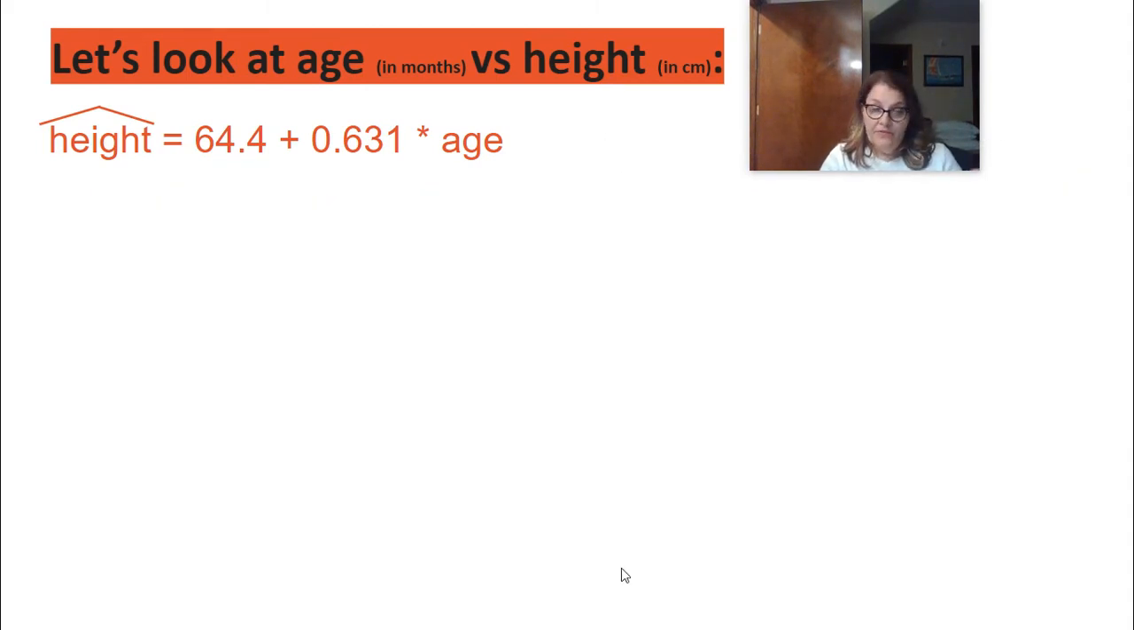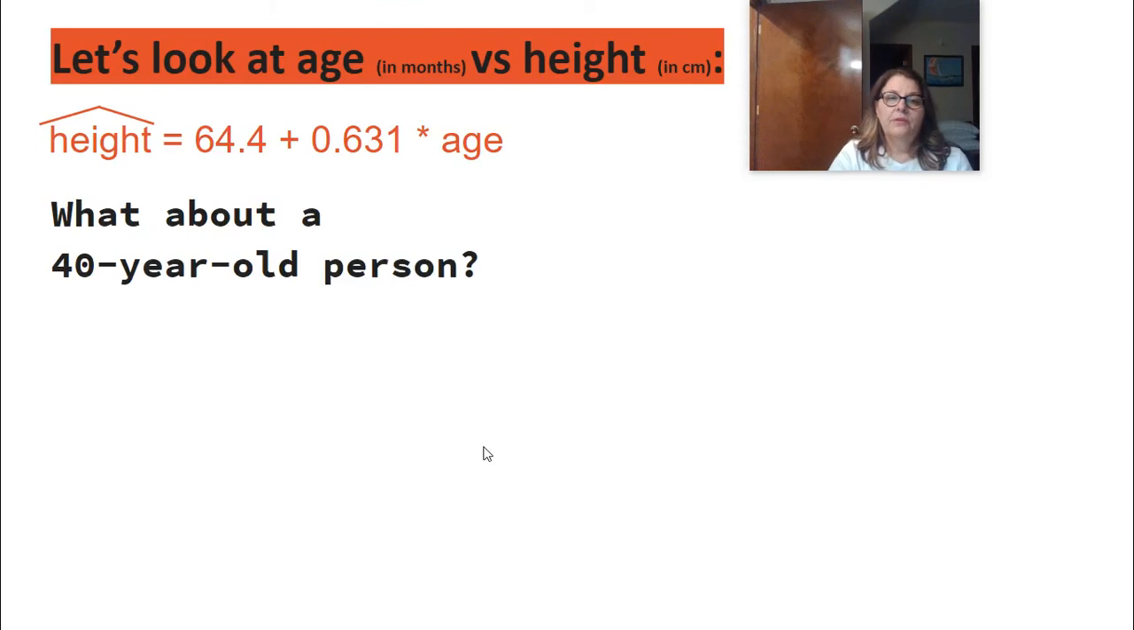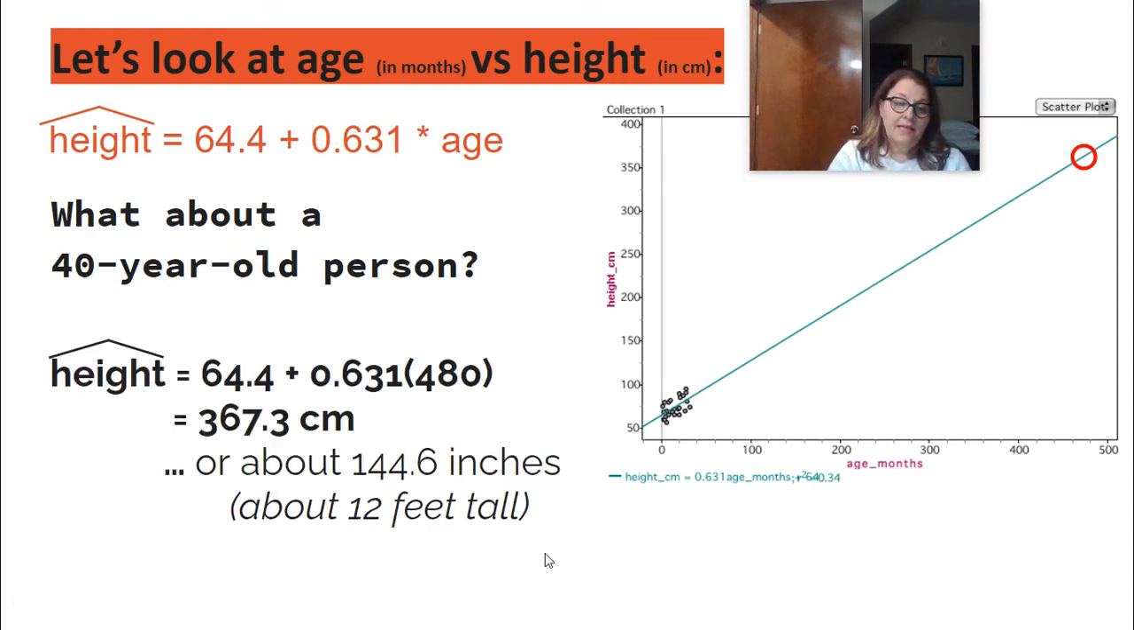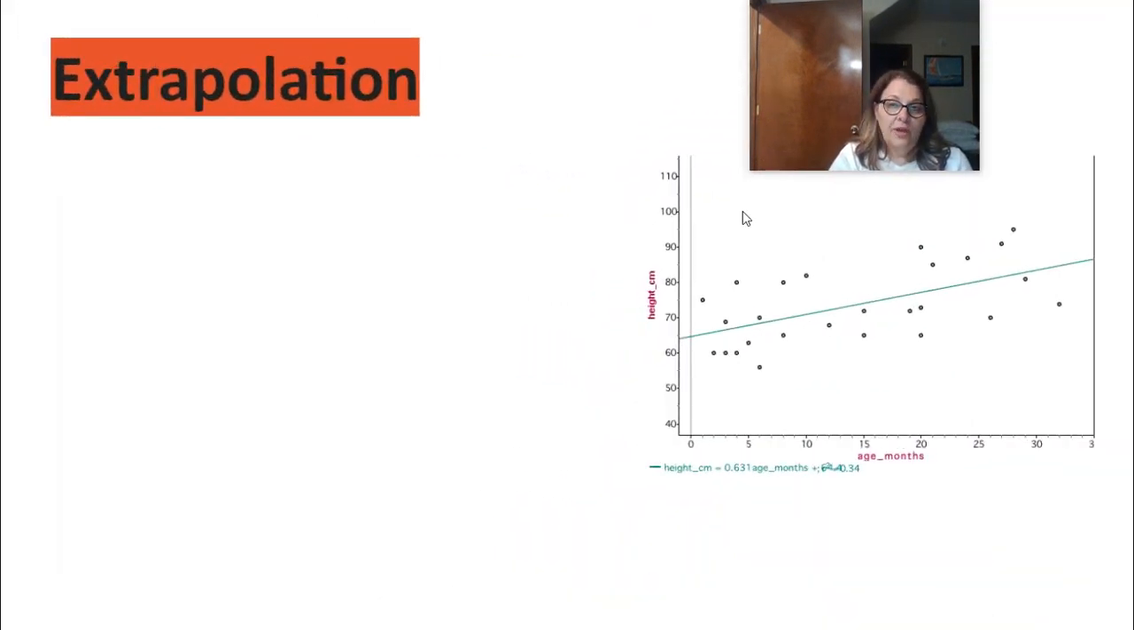Let's look even further, at a 40-year-old. If we look at a 40-year-old person, it's almost like 500 months. It's almost more than double. And that says someone's going to be 12 feet tall, which we know is not reasonable. And so this is where we come up with what we call extrapolation.